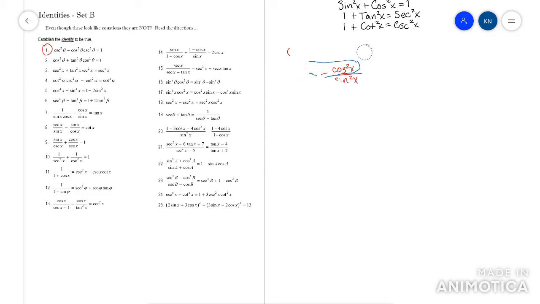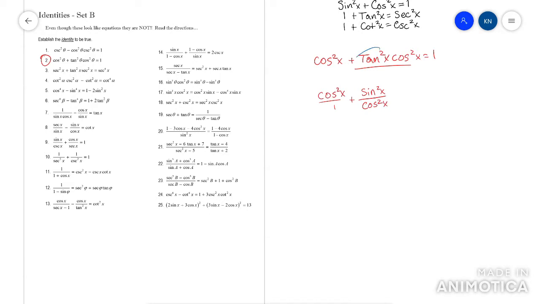Okay, number 2. Cosine squared plus tan squared cosine squared has to equal 1. All right, so I'd probably start here. I wouldn't touch cosine squared x. It's just cosine over 1. But then tan is sine over cosine. So tan squared is really like sine squared over cosine squared.